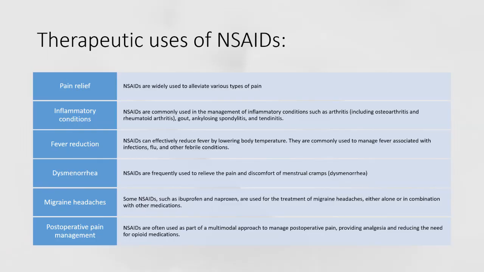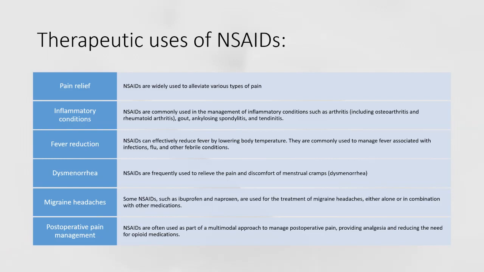Now, let's explore the diverse therapeutic uses of NSAIDs beyond their anti-inflammatory properties. Firstly, NSAIDs are valuable for fever reduction. By lowering body temperature, they effectively alleviate fever commonly associated with infections, influenza, and various febrile conditions. Additionally, NSAIDs play a crucial role in managing dysmenorrhea or menstrual cramps. Many individuals find relief from the pain and discomfort of menstrual cramps through the use of NSAIDs.